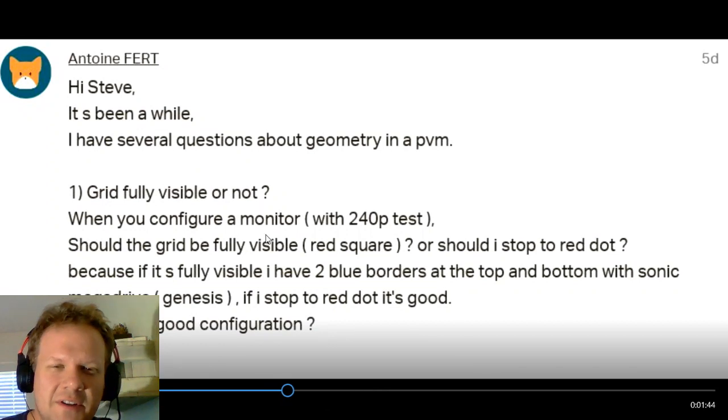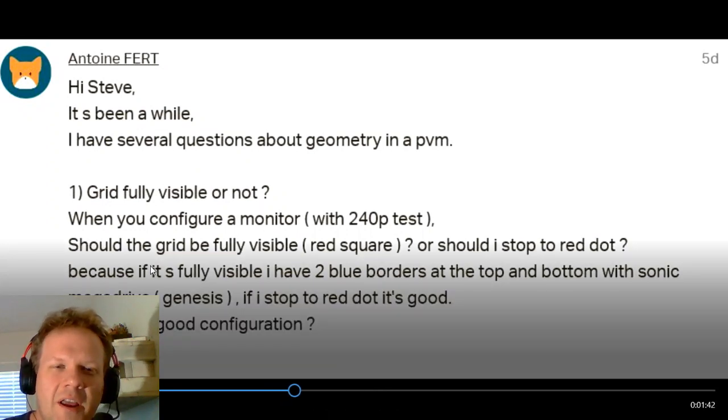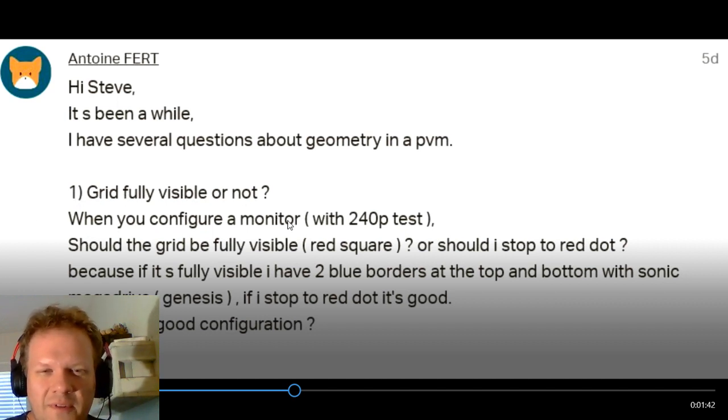Okay, so the next three questions actually came from Antoine on Patreon. And I know I've got part of his question blocked out here, but I'll read it to you. He had several questions pretty much pertaining to geometry. First, grid fully visible or not? And I'll explain what he means here. When you configure a monitor with 240p, should the grid be fully visible? Should I stop at the red dots?